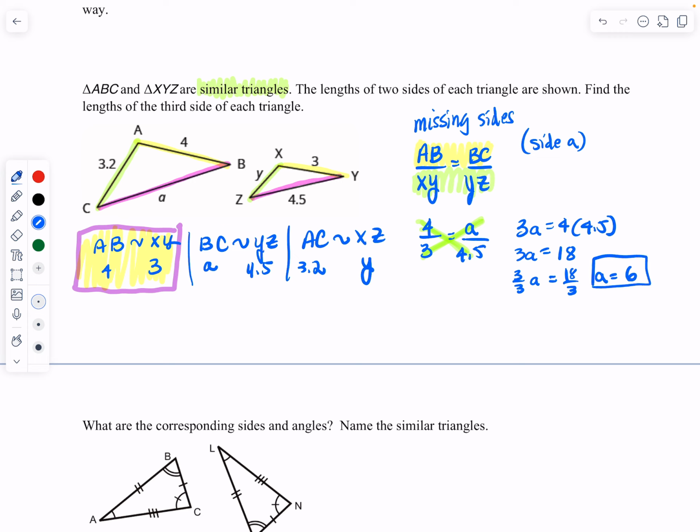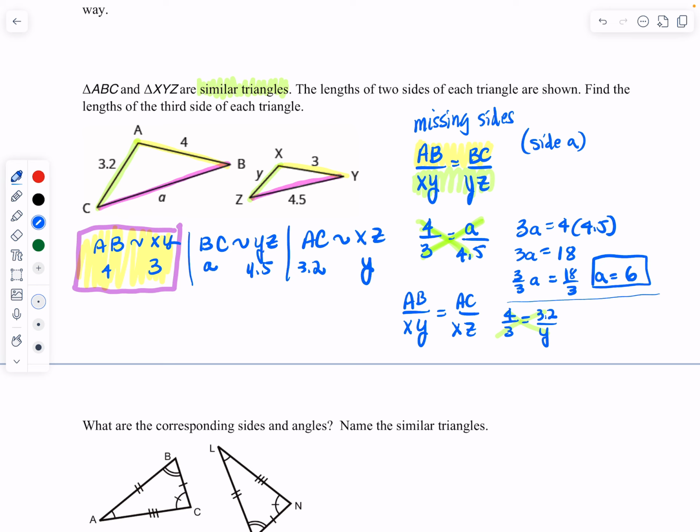Okay, now I have to go over the other missing side. So again, I'm going to use AB over XY. Why? Because those two are known. And now I'm going to go after side Y. So I'm going to use AC over XZ. Okay, so when I do that, I get AB, which is 4 over 3, and it's equaling AC, which is 3.2 over Y. Again, cross multiply.